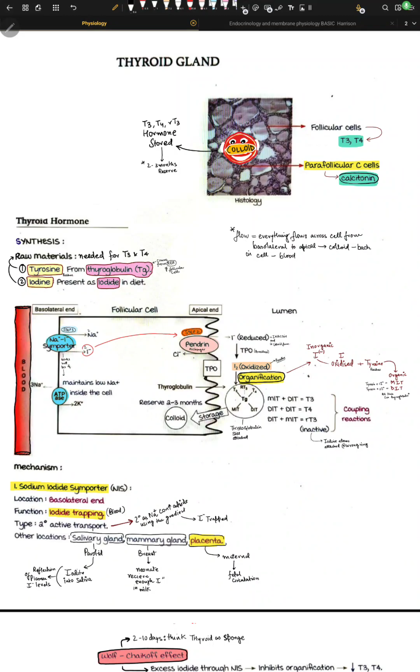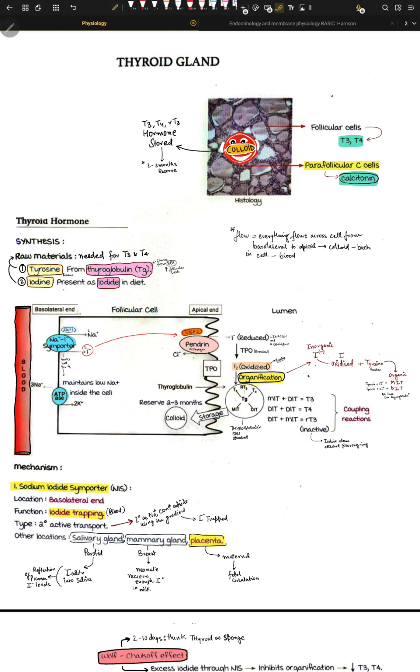Guys, today let's start to understand thyroid hormone. Basically, it's a part of endocrinology, and we will be studying the physiology of thyroid hormone: how it is produced, where it is produced, why it is produced, and what the function of thyroid hormone is. So, thyroid hormones are of two types, T3 and T4.